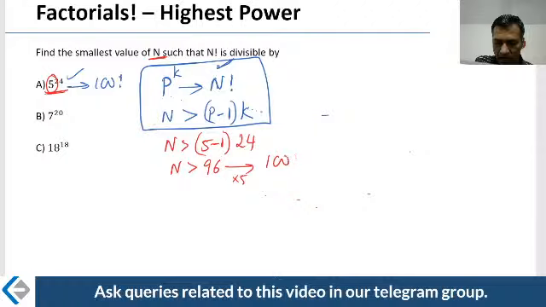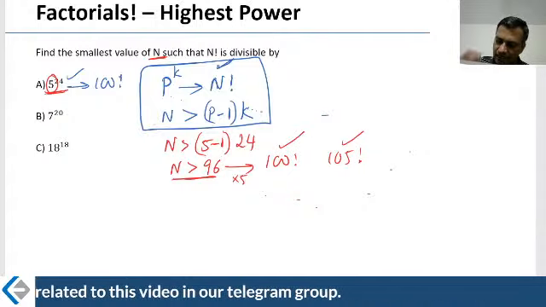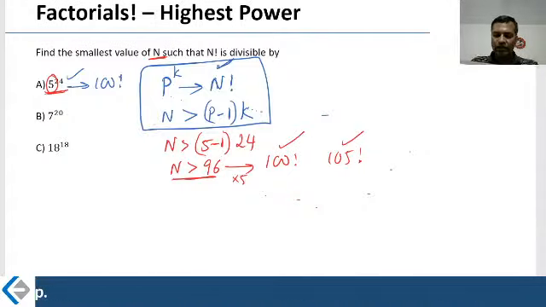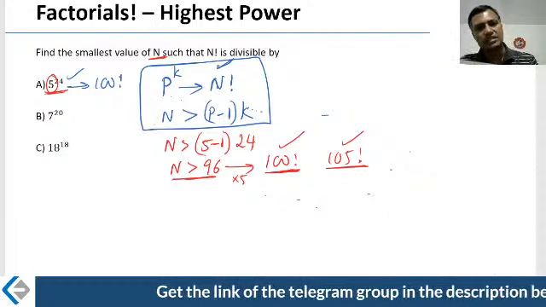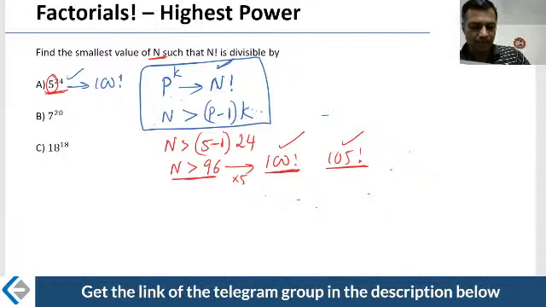What is the pit stop? 100. If not 100, your answer will be 105. Therefore, it's an approximation, right? Greater than 96: 100 is greater than 96, and 105 is also greater than 96. Most likely the answer will be 100, but at times, the answer can be the next number as well.